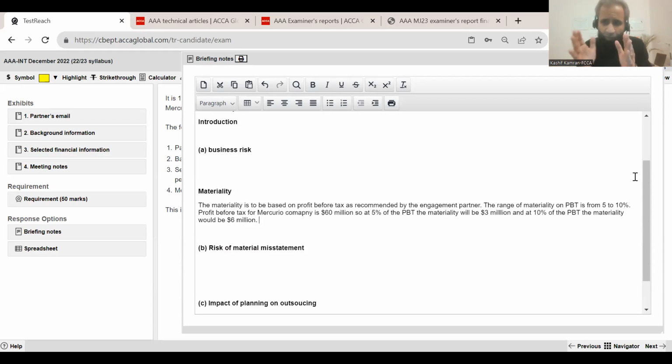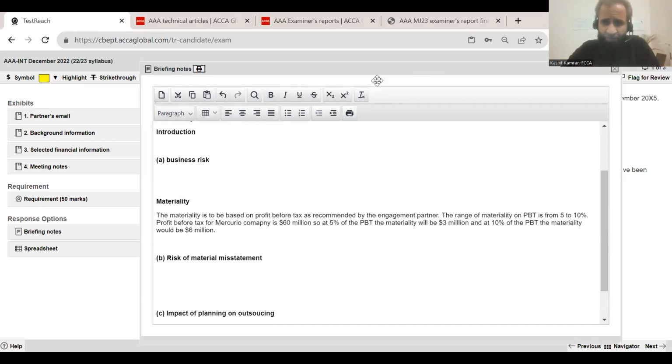So you have calculated the materiality across the range of the profit, from 5% being the lowest to 10% being the highest. The lowest materiality could be 3. If you want to set the lowest materiality, then you will set 3. If you want to set the highest, you will set 6. If you want to set something in between, like 3.5 or 4, then that is your determination. That is also possible.